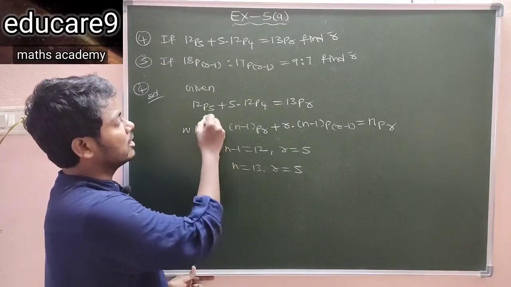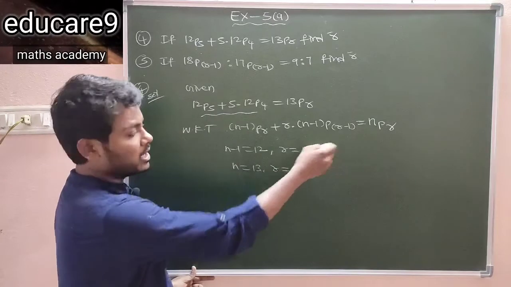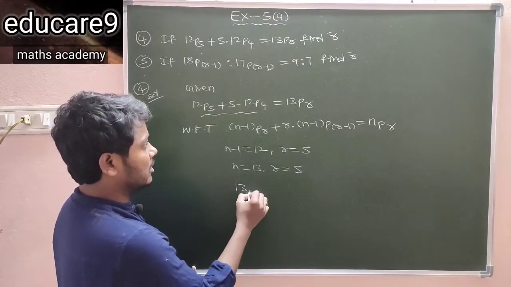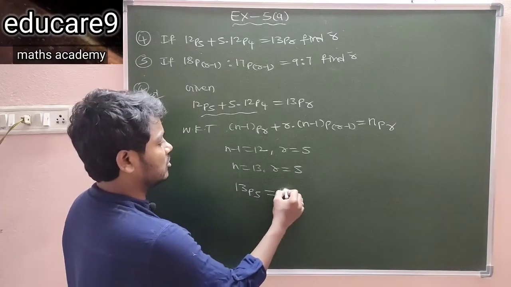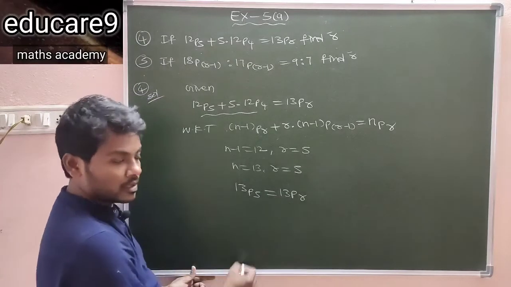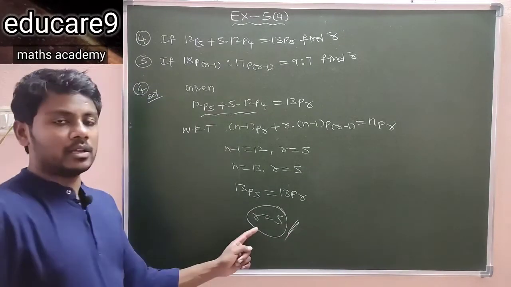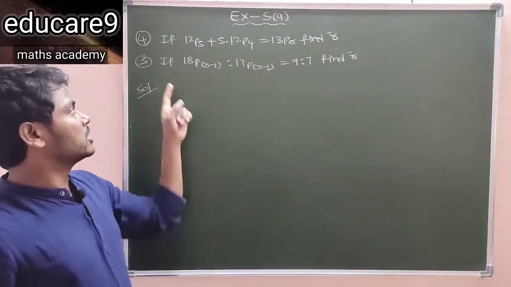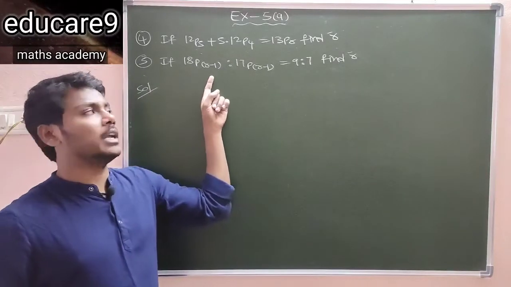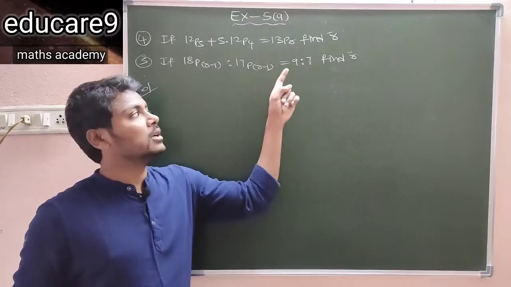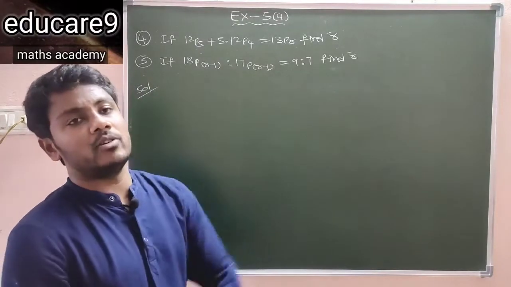So therefore, how to write this one? nPr, that is 13P5 equals 13Pr. So therefore r is equal to 5. So this is the required answer. So next is the fifth one. If 18P(r-1) is to 17P(r-1) is equal to 9 is to 7, then find r.